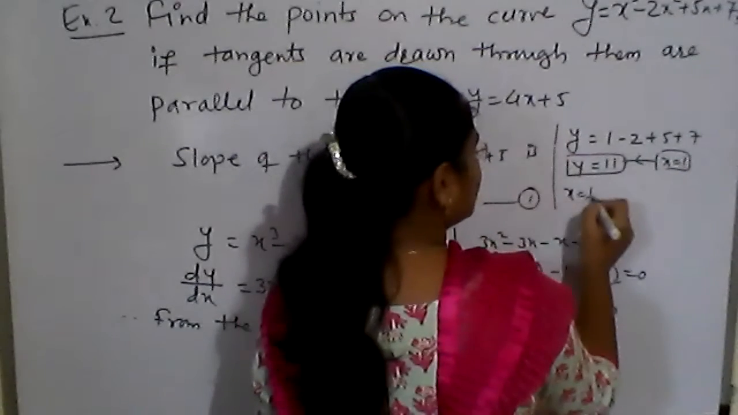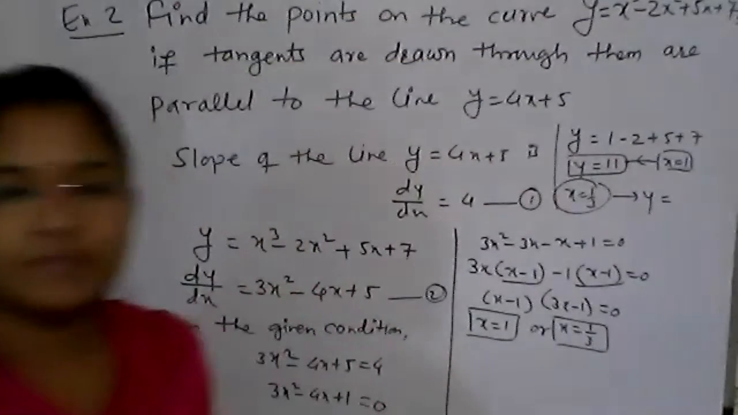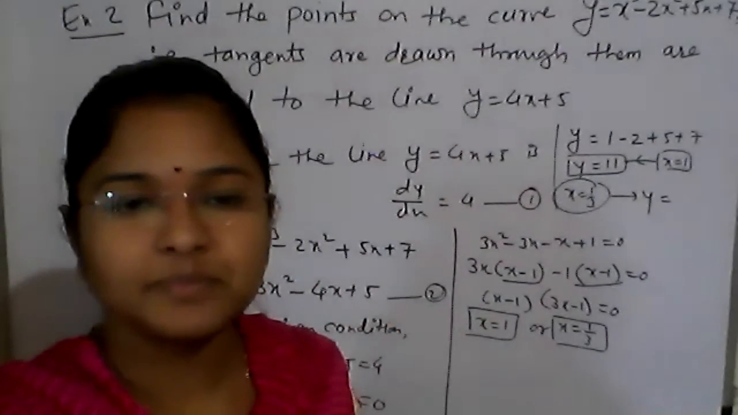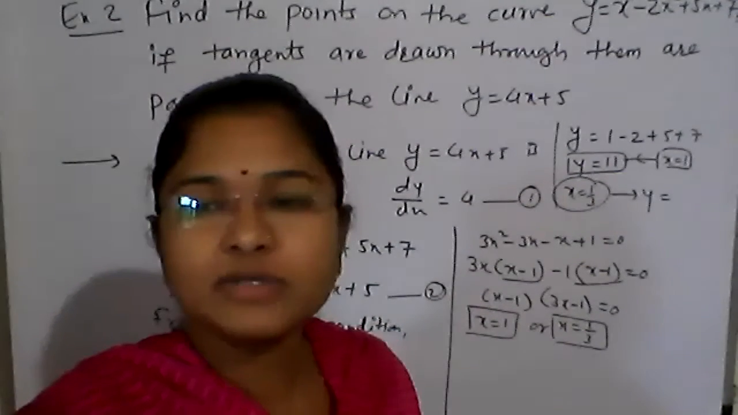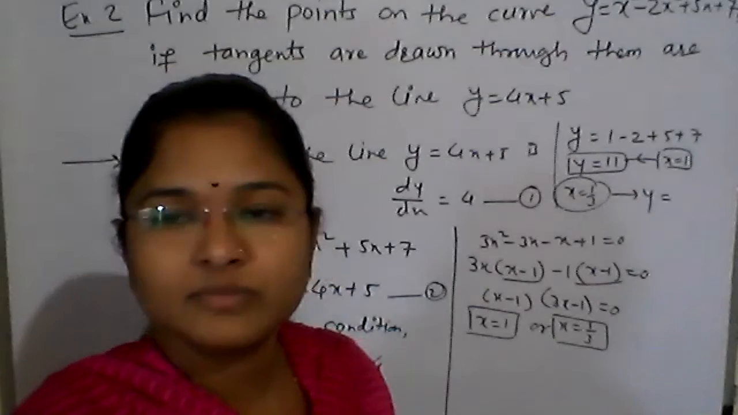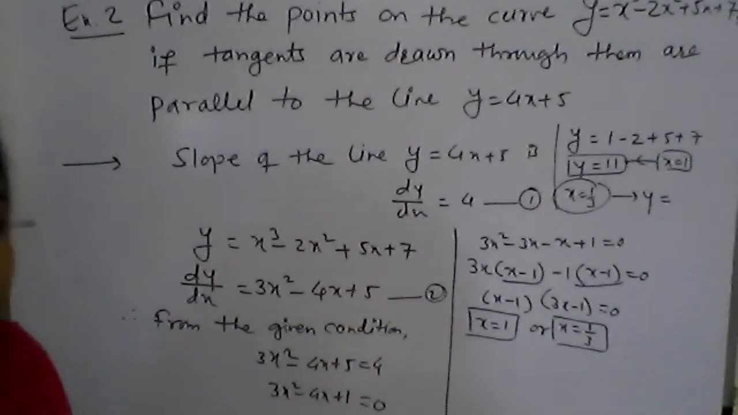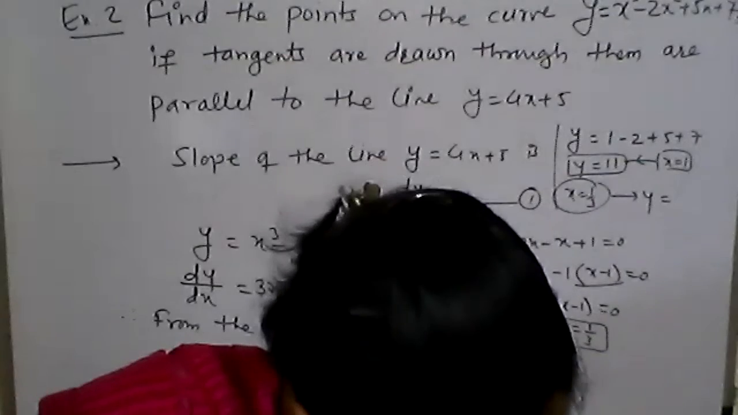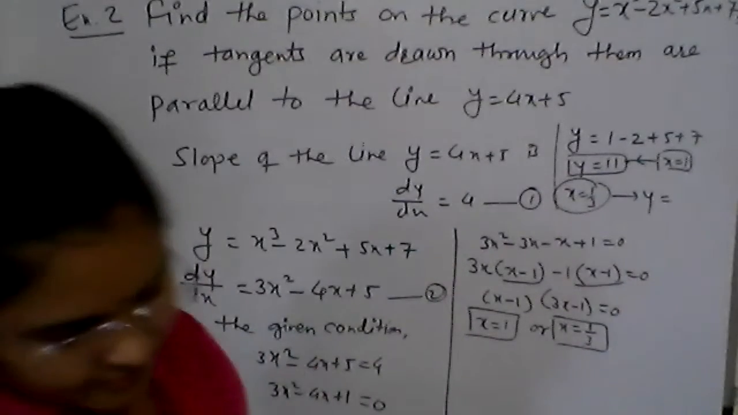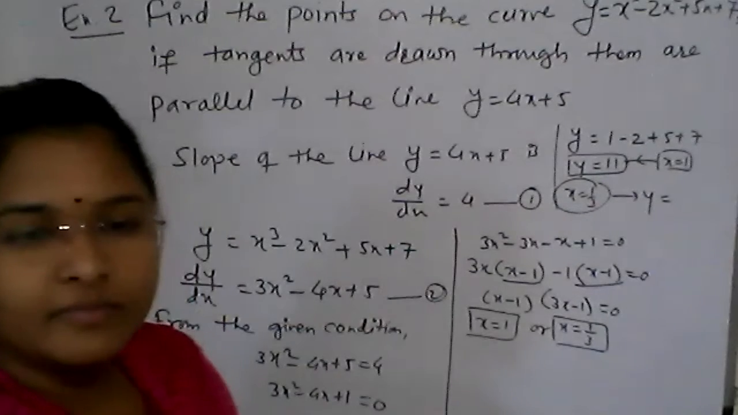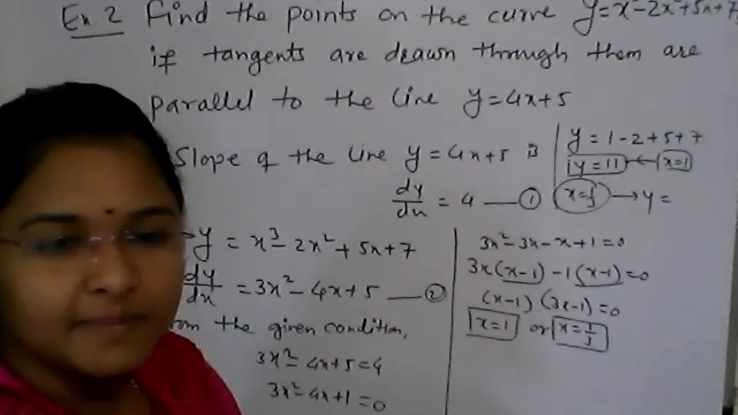Now when x equals to 1 by 3, what is y? So find it. Am I audible, visible? Am I audible, students? Yes, ma'am, you are audible. Okay. So what is y at x equals to 1 by 3? What is the value of y?